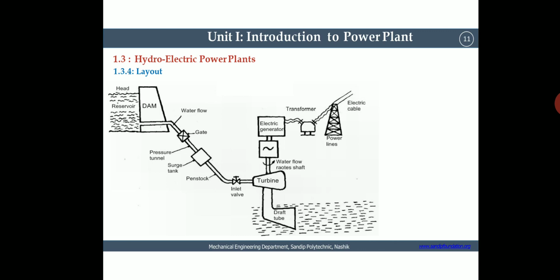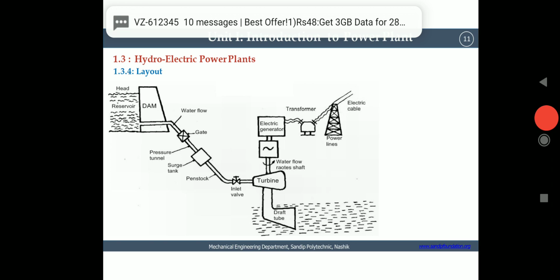What is the function of the surge tank? The surge tank is going to reduce the fluctuation of water and will maintain the continuous flow of water into the penstock. The gate is nothing but a flow control valve. Basically, it opens and closes the flow of water into the penstock. An inlet valve is also provided at the inlet of the turbine, and to reduce the water hammer effect, the surge tank is installed.